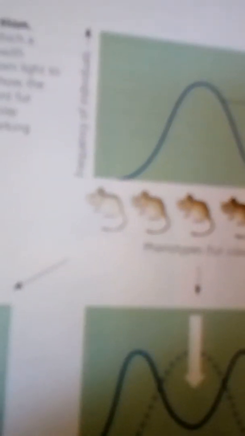Notice this figure. This mode of selection is most common when a population's environment changes, or when members of a population migrate to a new habitat with different environmental conditions than their former one.